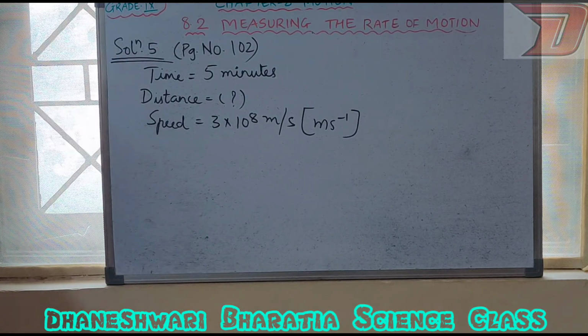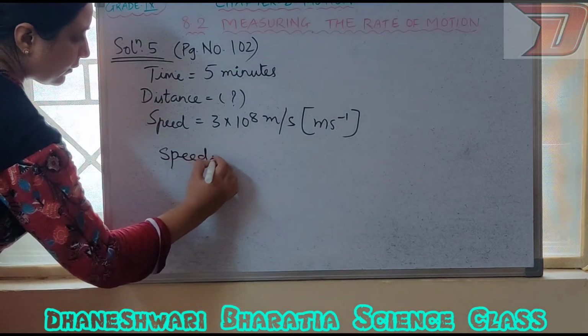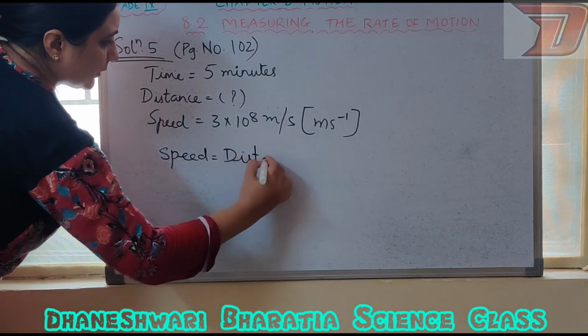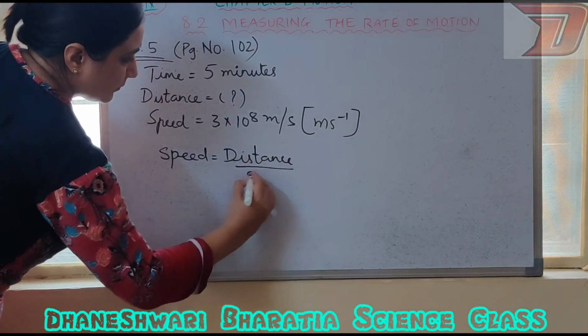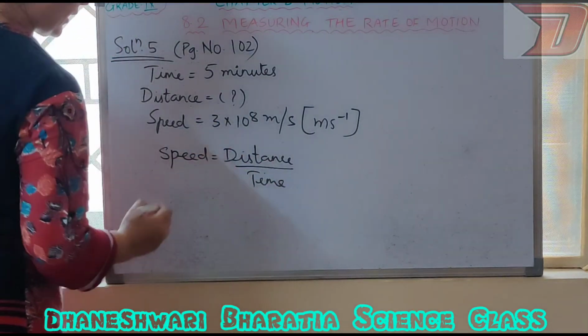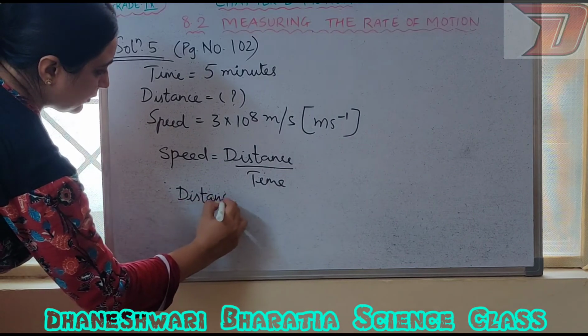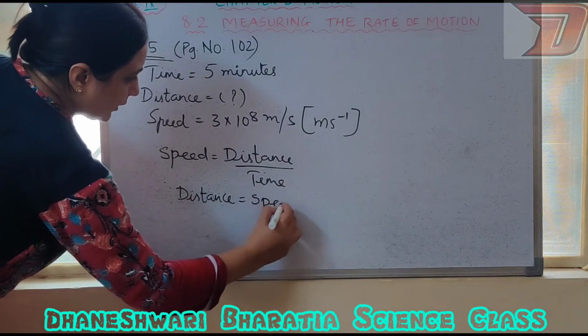Now what do we have to find out? Distance. What formula do we need to use? Speed is equal to distance upon time. What is the distance here? We need to find it, that is, distance is equal to speed into time.